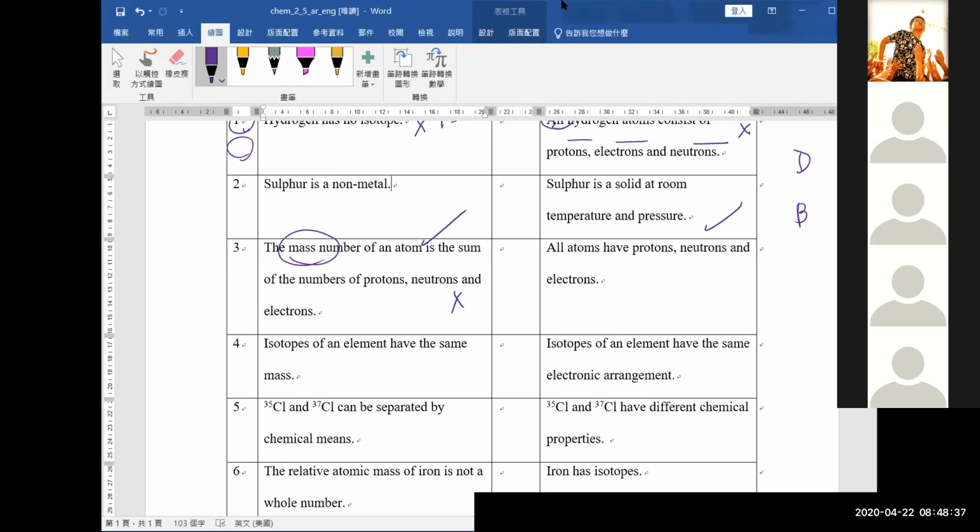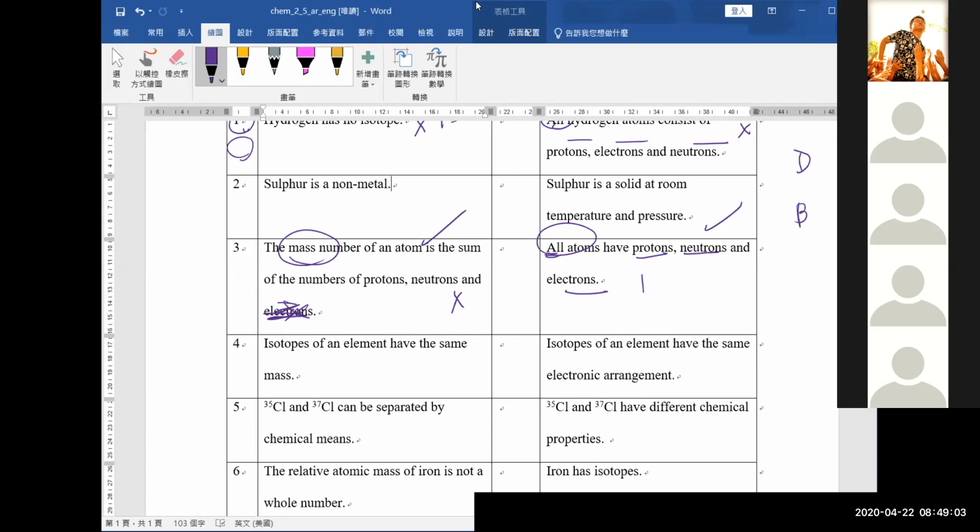What's wrong with it? Protons and what? Neutrons, okay? Electrons. You need not write it down. So the second statement, all atoms have protons, neutrons, and electrons. Is it correct?